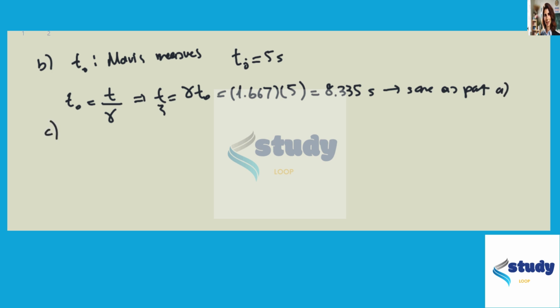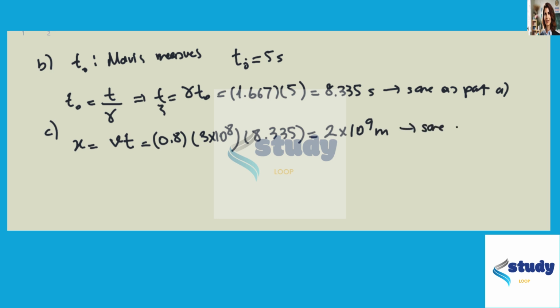Now, part C is asking us to calculate the distance traveled in the same manner. What we have is going to be v times t for our case, right? So v is 0.8 times 3 times 10 to the power of 8 meters per second, times the time that we calculated, 8.335 seconds. So when we do this algebra, again, we're getting the same answer as we got in part A.